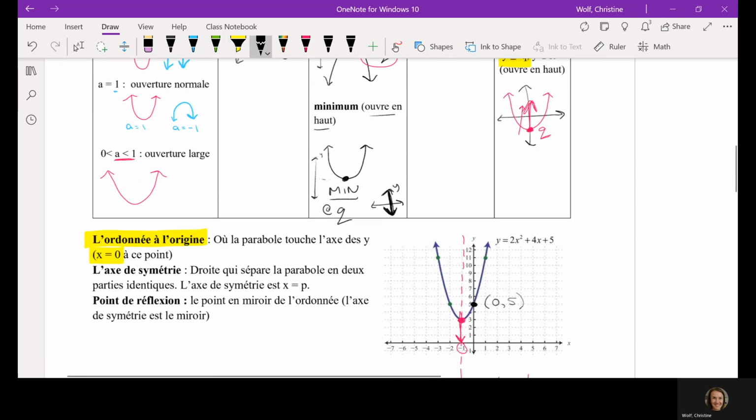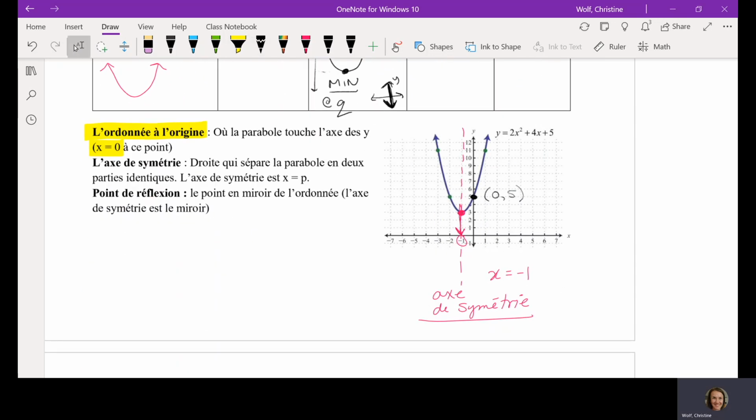OK? Et enfin, point de réflexion. Le point en miroir de l'ordonnée. OK? So, voici l'ordonnée. Le miroir, c'est notre axe de symétrie, it's our mirror line. So, le point de réflexion would be l'ordonnée, but on the other side of the mirror. Okay? Boom, like that. Ça, c'est le point de réflexion. If we were to fold this parabole in half, these two dots would line up.